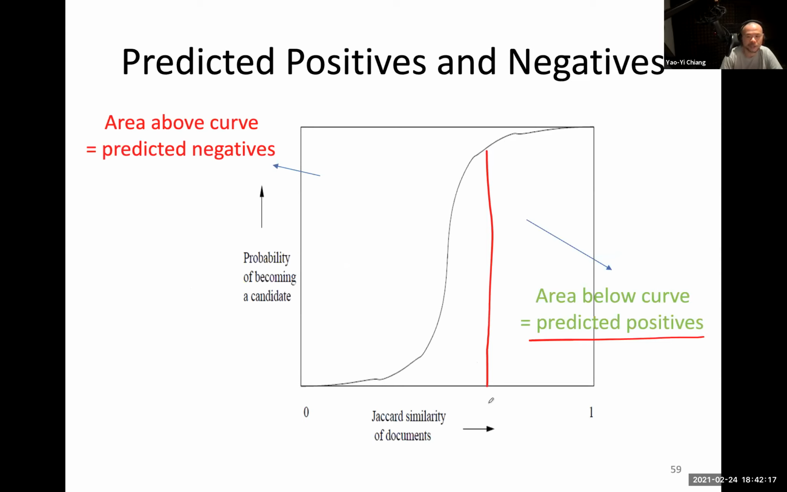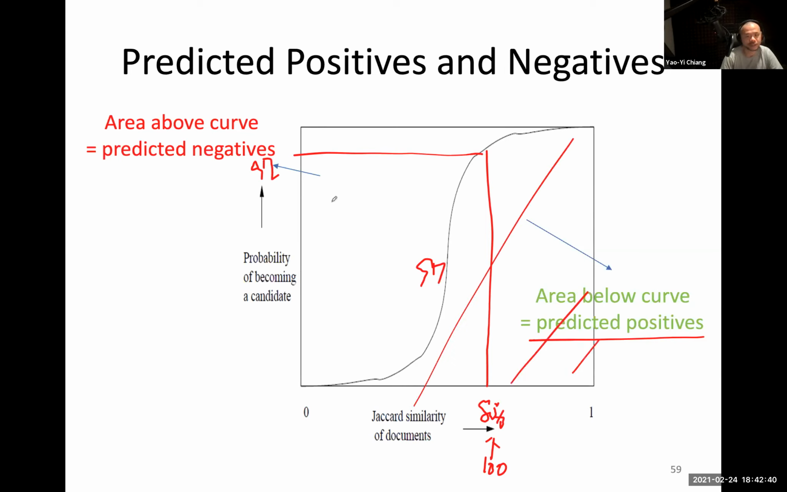If we look at this chart again, we know that below the line is the predicted positives, right? Remember our example, 80%. And I say this is 97% here. And I tell you there are 100 document pairs at 80%. And you told me that there will be 97 of them become candidates, right? So below the curves are predicted positives. Above the curves are predicted negatives.